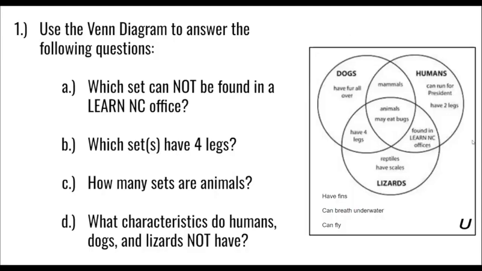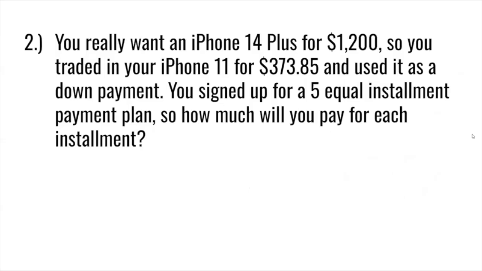All right, so that was problem number 1. Number 2, you really want an iPhone 14 Plus for $1,200. So you traded in your iPhone 11 for $373.85, and you use it as a down payment. You signed up for a 5 equal installment payment plan. So how much will you pay for each installment?